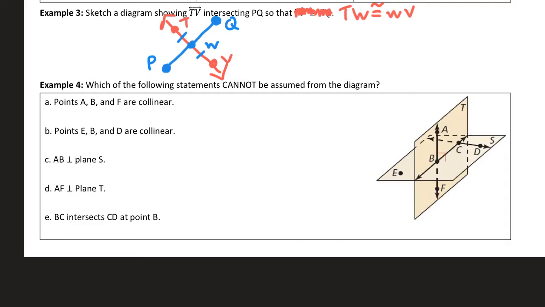So the way I read this is sketch a diagram showing line TV intersecting segment PQ so that TV is basically cut in half. The segment TV is cut in half. So it's about drawing it and labeling each part of that diagram, okay, and picking apart the important information.